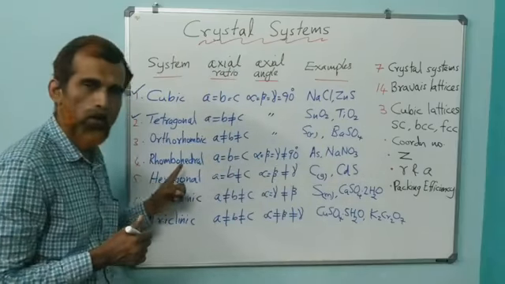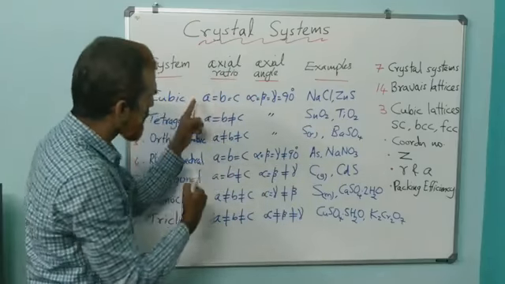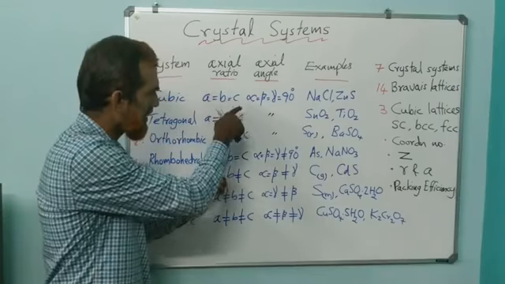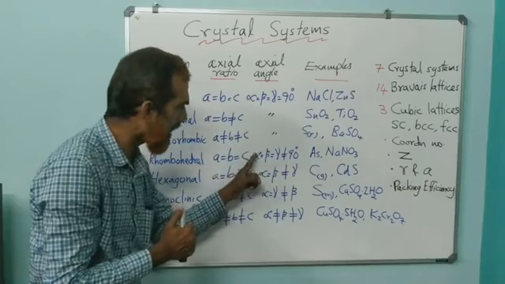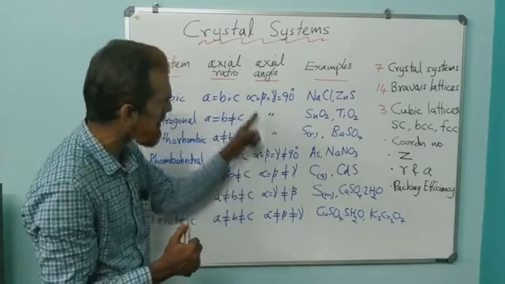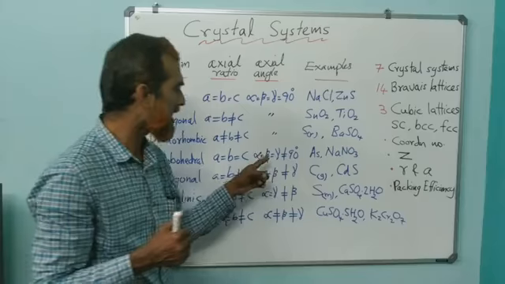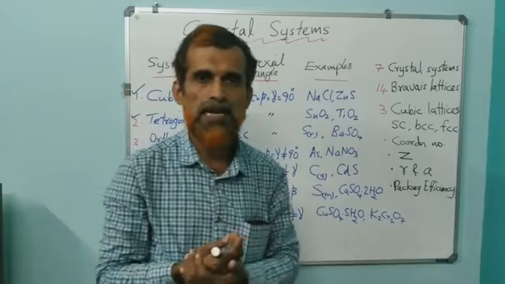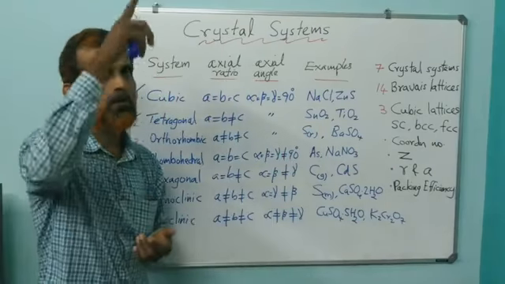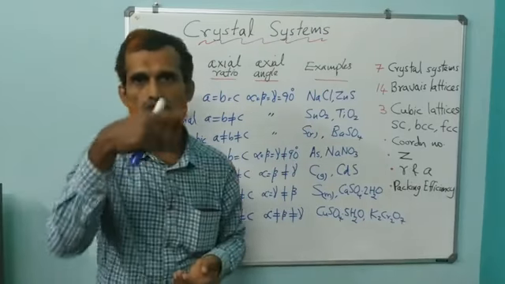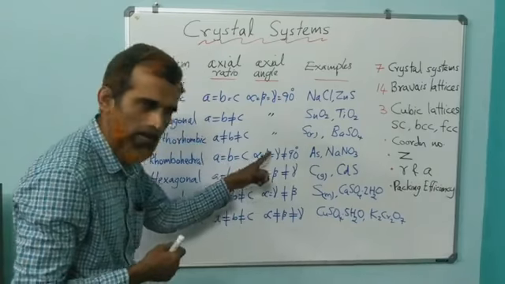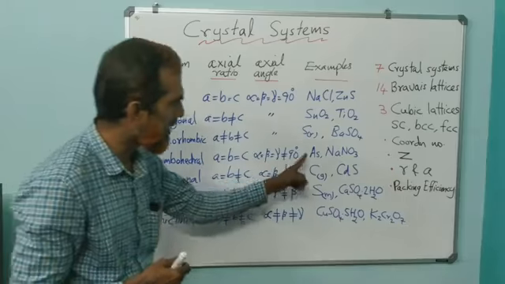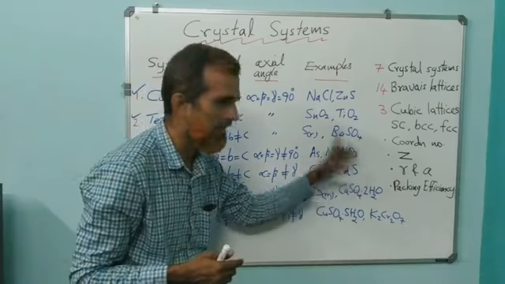The next is rhombohedral. See, now we come back to a = b = c. These are again the same. And now in the angle, alpha = beta = gamma, similar to this but not equal to 90. All angles are the same but not equal to 90. So the crystallographic axes can be taken in different ways, not necessarily like the Cartesian coordinates where it is always 90. Here it is not equal to 90. This shape is rhombohedral. Examples: arsenic, antimony, sodium nitrate, etc.